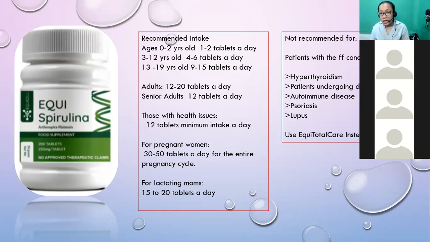Remember, ang nutrient content ng spirulina is very high in B vitamins. B vitamins are very important in supporting the brain and spinal cord development. Also supporting the production of good microbiome. So that is important in the development of a baby in the womb. For lactating moms, 15 to 20 tablets a day.